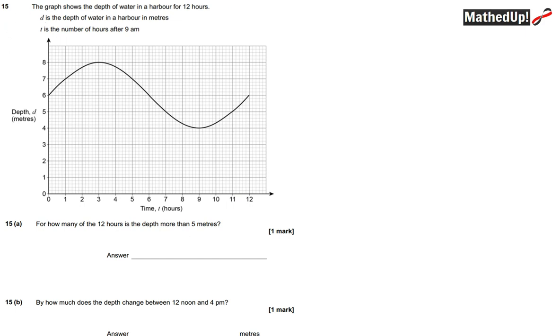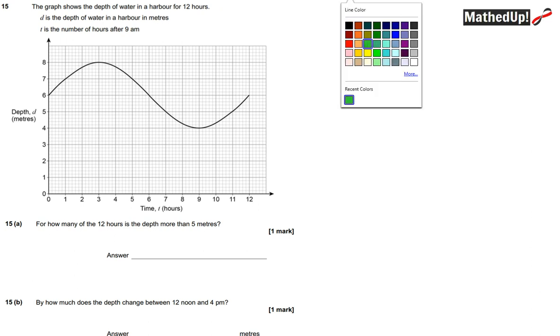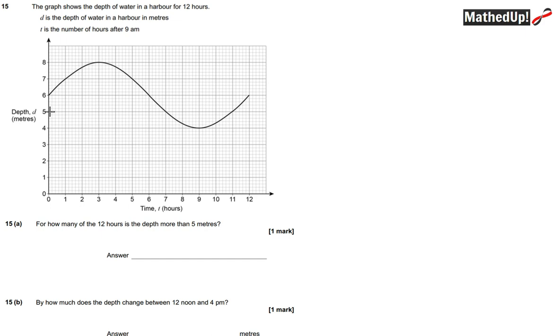Okay, and to help us answer this question, I'm just going to draw a line going along from 5 meters. So draw a line going across from 5 meters, and we can then see how many hours it's above the line. So we've got 7 hours, and then between 7 and 11 hours it wasn't, and then for the last hour it was. So we've got 7 plus 1, which is 8 hours.